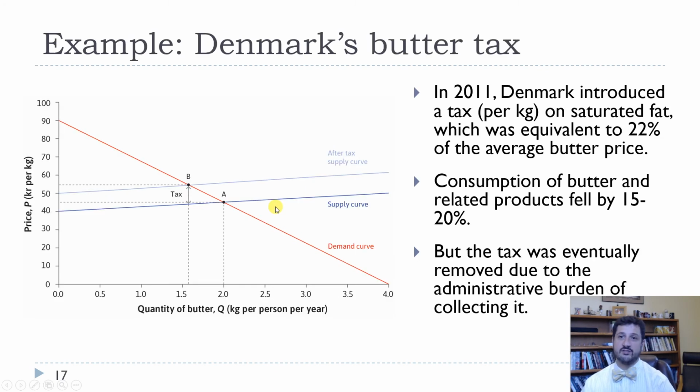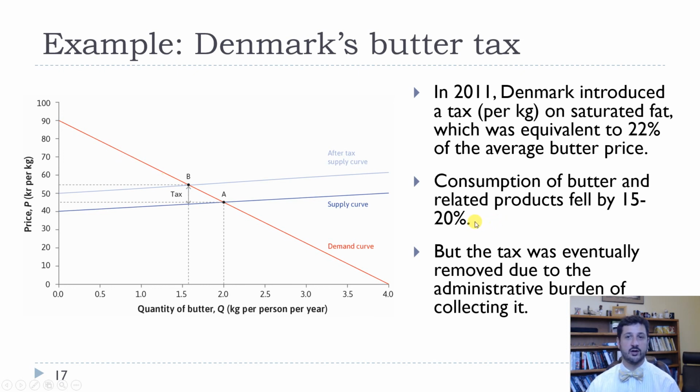So here's one example of a sin tax, in Denmark in 2011. They introduced a tax on saturated fat. And so that affected obviously butter, which is basically all saturated fat. And it was equivalent to 22% of the average butter price. And so we can model that with our model of supply and demand by going from point A to point B. This is the tax. You can see that the supply curve is very elastic, right? Meaning it's very flat. And the demand curve is less elastic, although still kind of elastic.